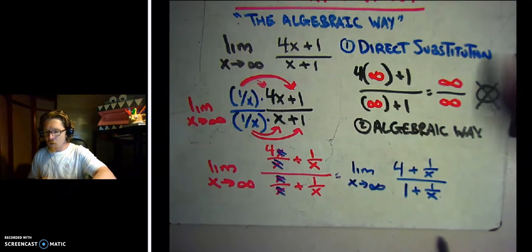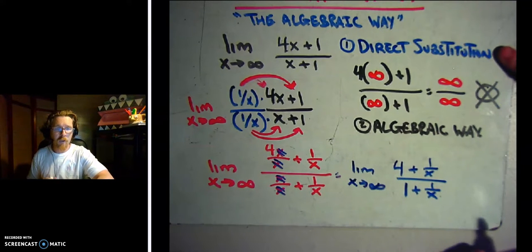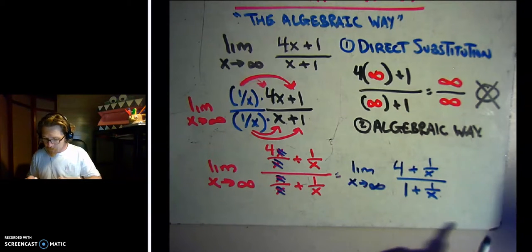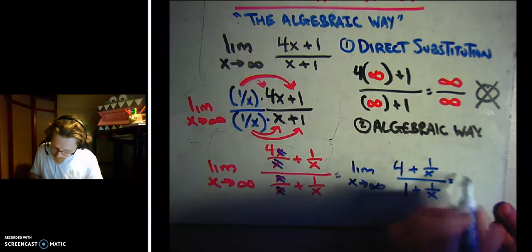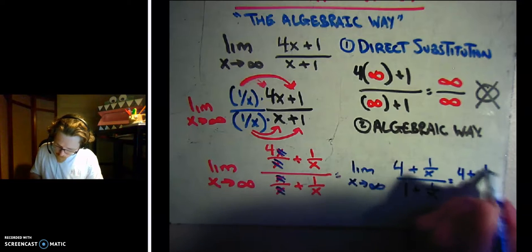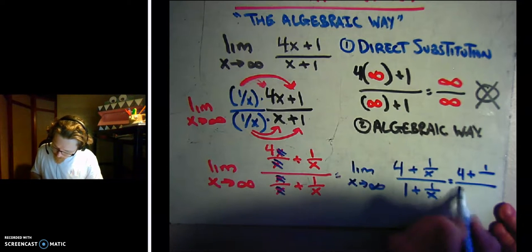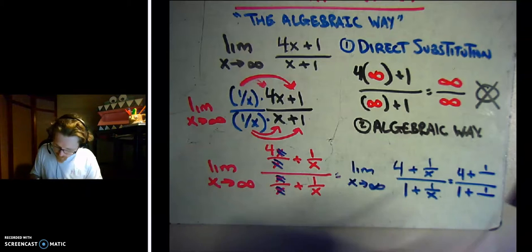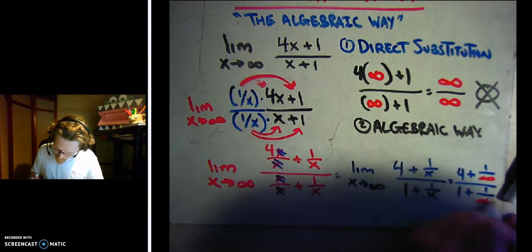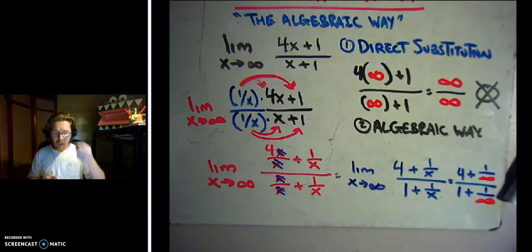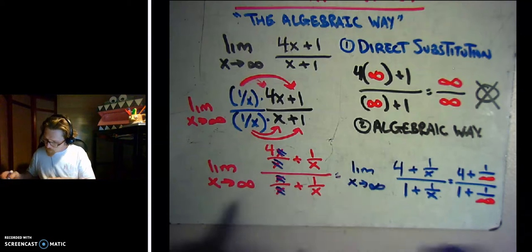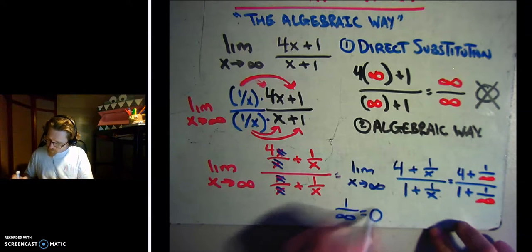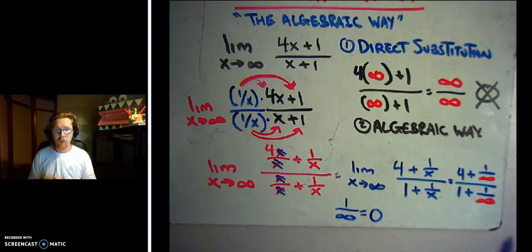Because now I can go back to direct substitution and take this limit value and plug it in. And when I do that, I get 4 plus 1 over infinity over 1 plus 1 over infinity. Now, the reason why this is going to be helpful to us is because 1 over infinity, we can just say has a value of 0.